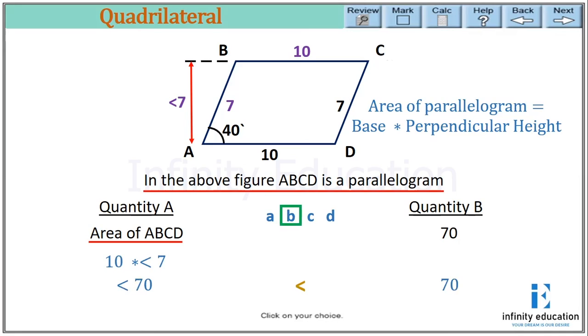Now you know one thing, that without knowing the actual height also, sometimes we can answer certain questions. We just have to understand, because in the quantcom question, they are actually not looking for the area of ABCD, but they are looking for the relationship between quantity A and quantity B. So if you can understand that, the actual value doesn't matter. Now let's see one more example.